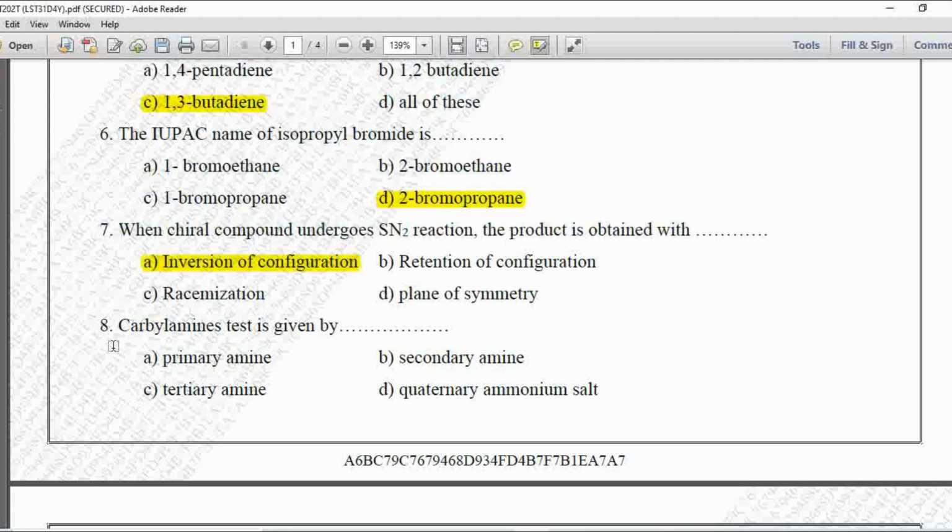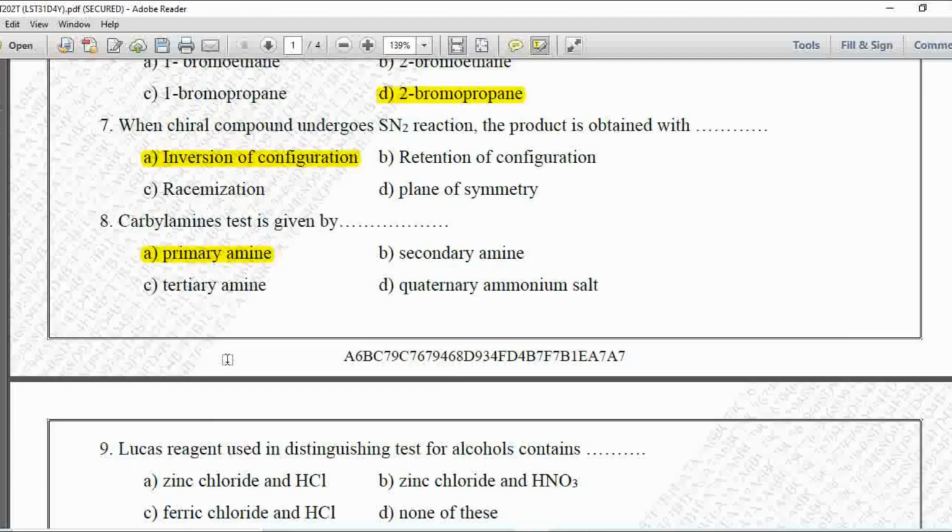Next, 8th one MCQ, carbylamine test is given by option A is primary amine, B is secondary amine, C is tertiary amine, and D is quaternary ammonium salts. So carbylamine test is given by the primary amines. Option A is the correct answer for this MCQ.